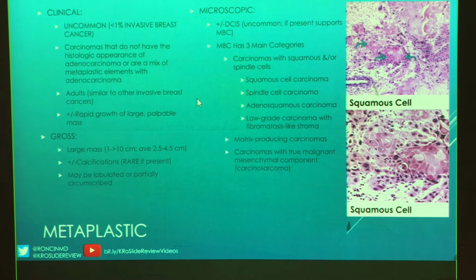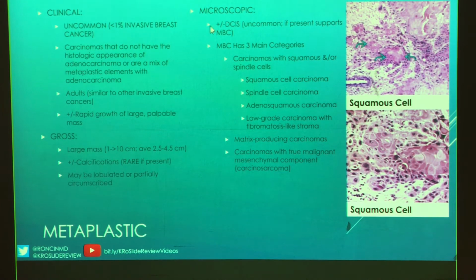These happen in adults, and the incidence breakdown is similar to other invasive breast cancers. And these tend to be very large lesions, so they're palpable, and patients will feel them and be like, oh my gosh, what is this? The clinicians will feel them, they'll want to get a biopsy of that. These tend to be fairly significant, 1 to 10 centimeters, 2.5 to 4.5 centimeters. These are not small lesions. They can be lobulated, partially circumscribed. They may even have calcifications.